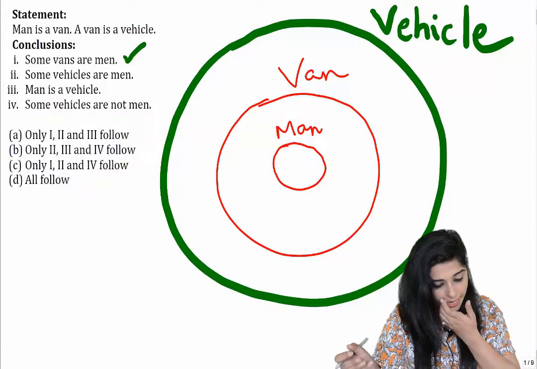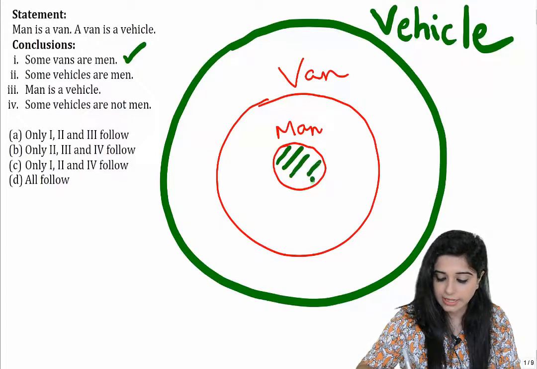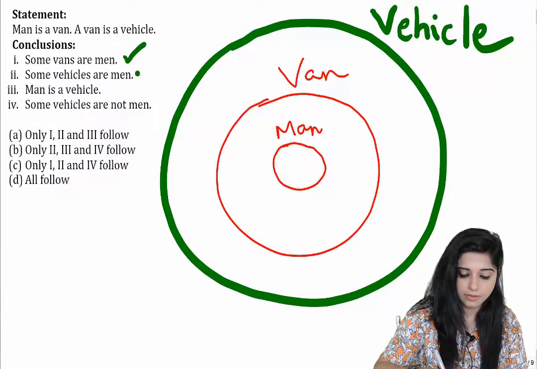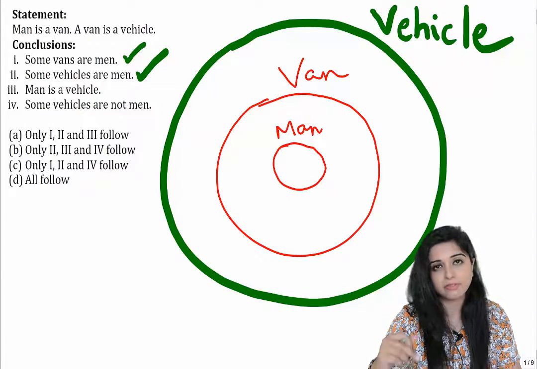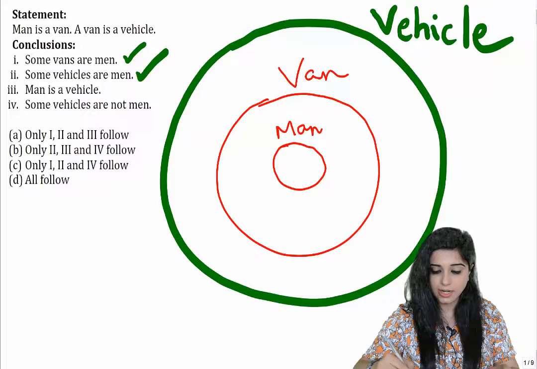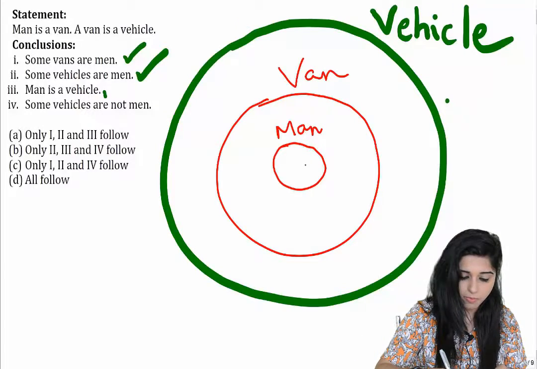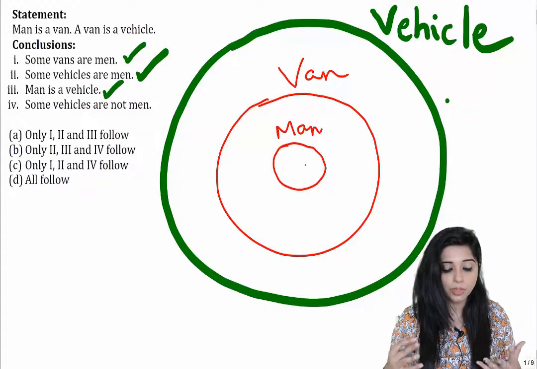It says some vehicles are men. Of course, some vehicles are men. The ones again inside this, those vehicles are men. Perfect. This is also true. Let's look at the third one. Man is a vehicle. Man inside, vehicle outside, which is true. Perfect. Third one's also true. Let's look at the fourth one.